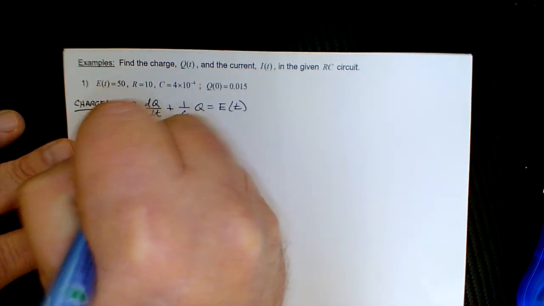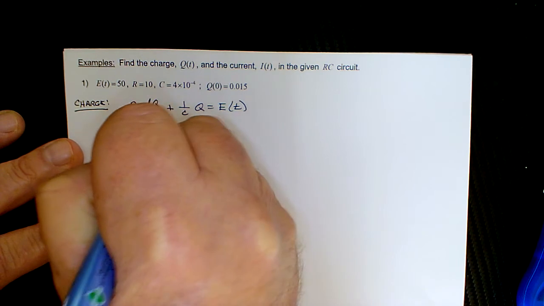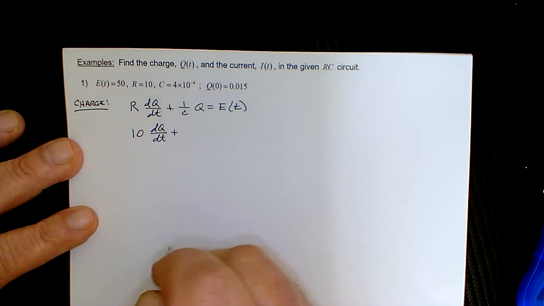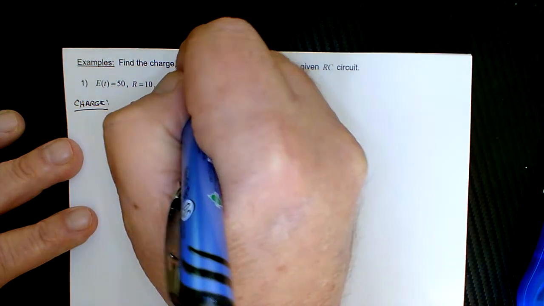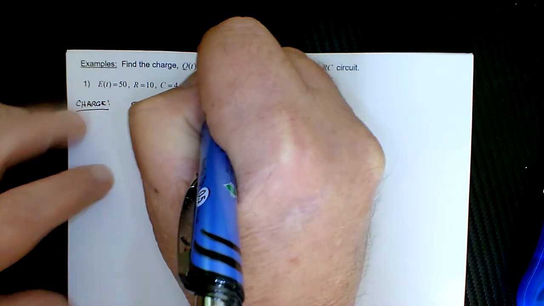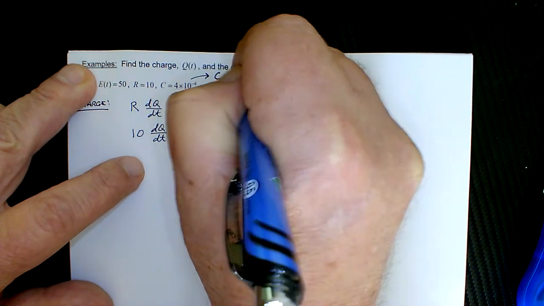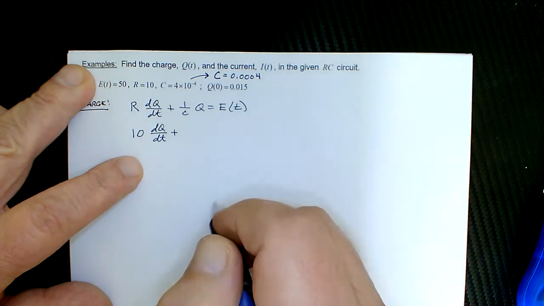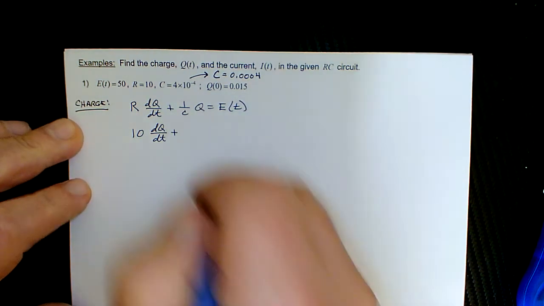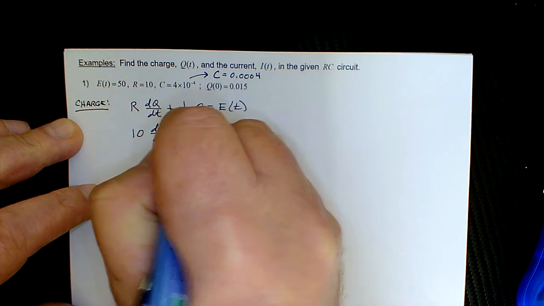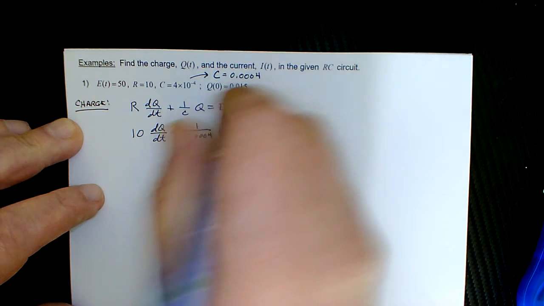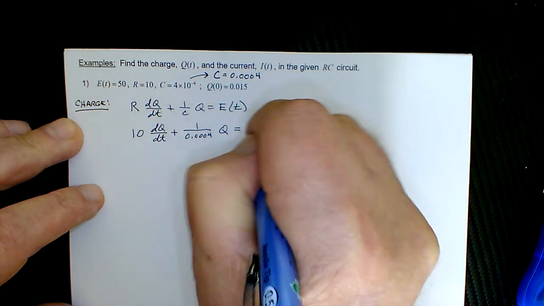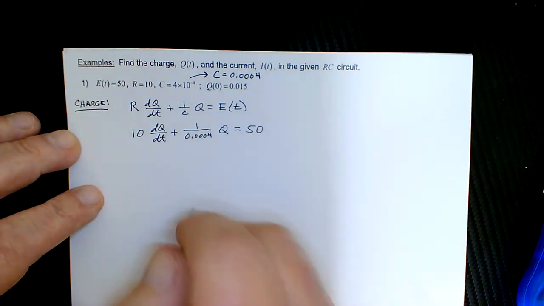So we substitute R is 10, dq dt stays, so q is the variable now. Q is the dependent, time is independent. 1 over c, so that's 1 over, you may want to actually rewrite c as 0.0004, because it's 10 to the negative fourth. So let's do it that way. 1 over 0.0004 times q again is the variable, and E of t in this case is just a constant, it's 50 volts.